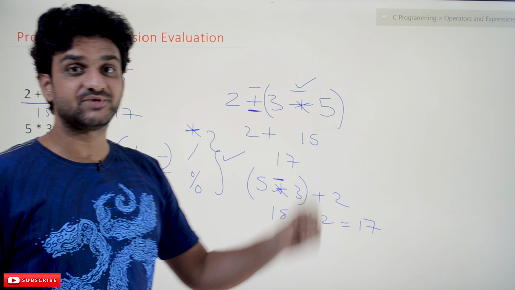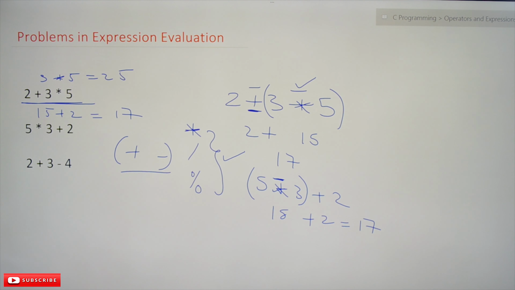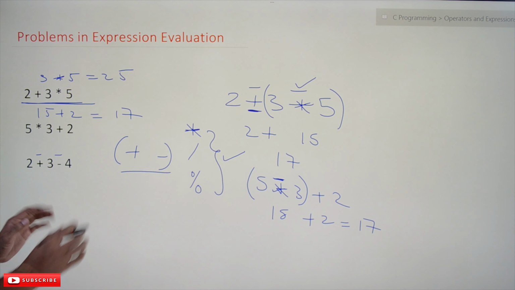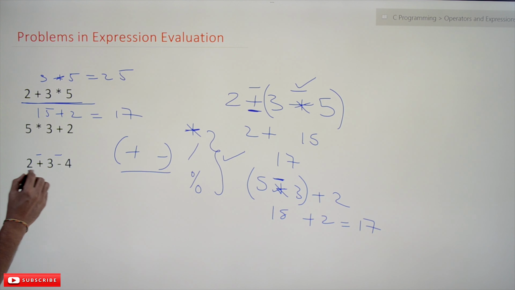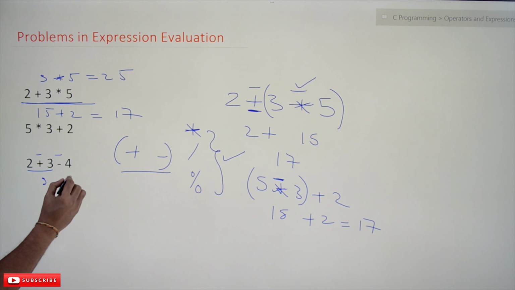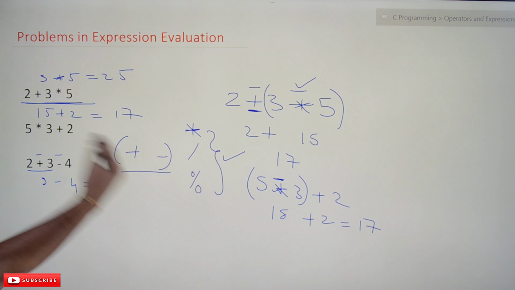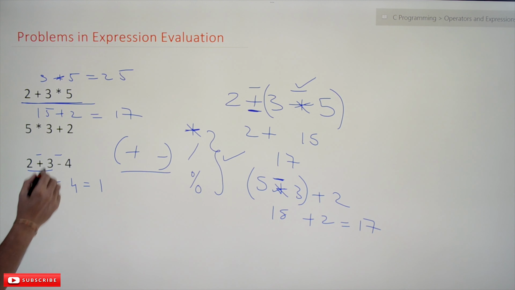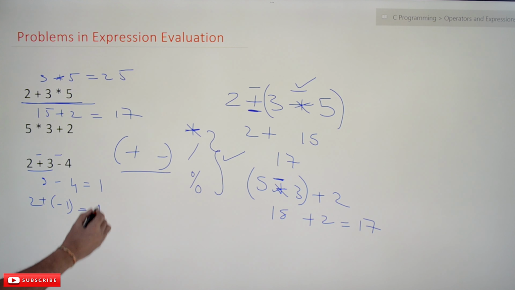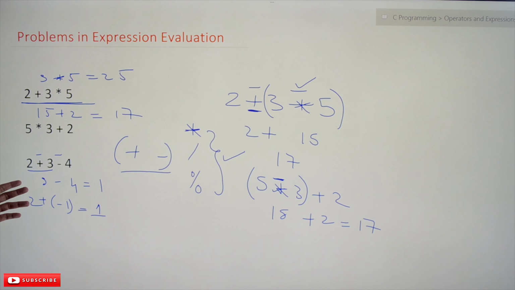Another problem that we have with expression evaluation is when the expression has operators with the same precedence. For example, 3 plus 2 is 5, minus 4, it is going to be 1. If the expression is evaluated from right to left, what happens? It is minus 4 plus 2, minus 1 plus 3, it is going to be 1. In this case we are getting the same answer, but it is not going to be true in all the cases.